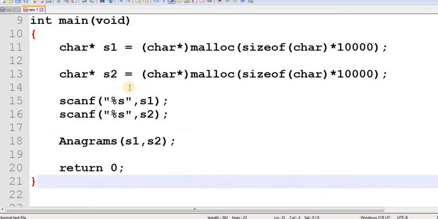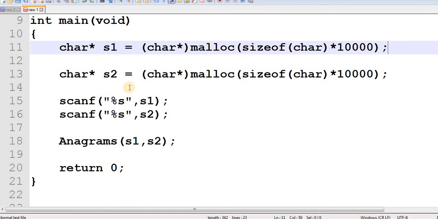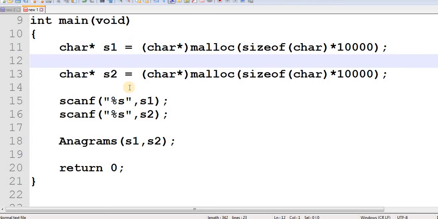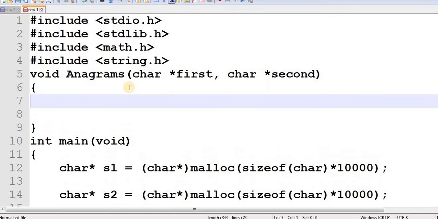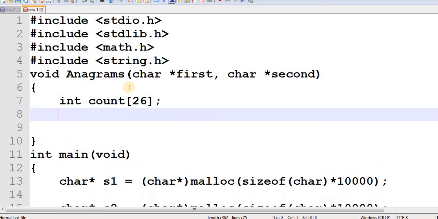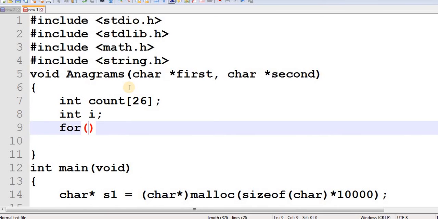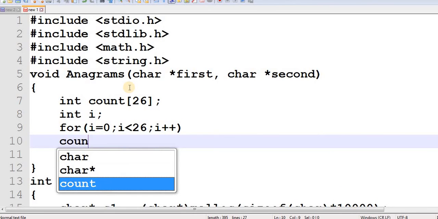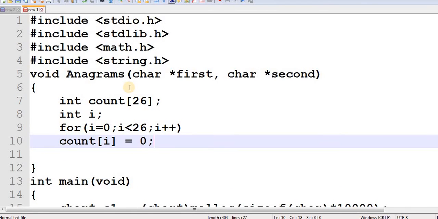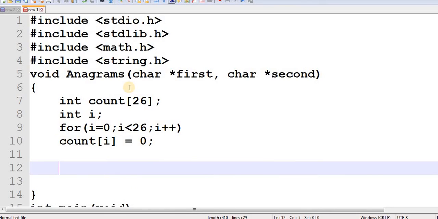So here we are taking the first input string, dynamically allocating the memory, and the same for the second input string. We are taking the inputs, and also calling the function anagrams, which is the main logic. So let's take an integer count array of size 26. Initially we initialize it with all zeros. Let's take int i for indexing purpose. So for i equals 0, i less than 26, i plus plus, count of i equals 0. Now we have to process the first input string.